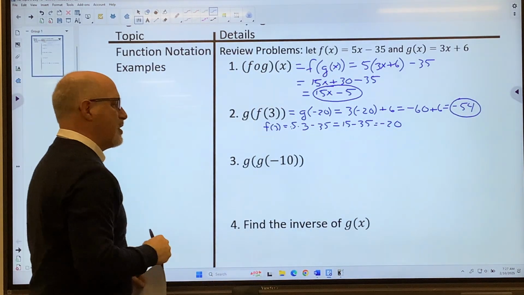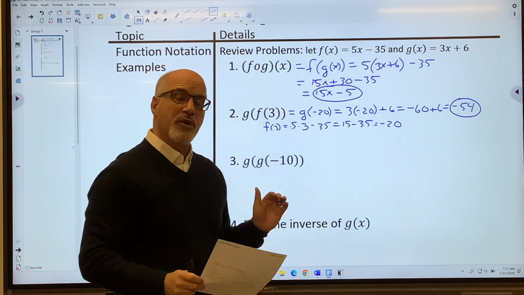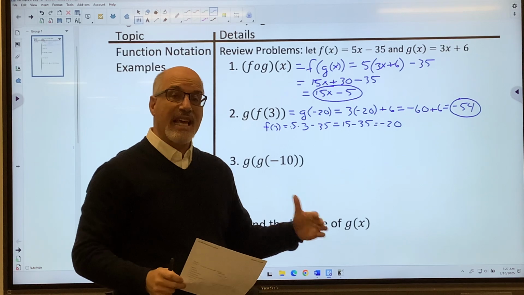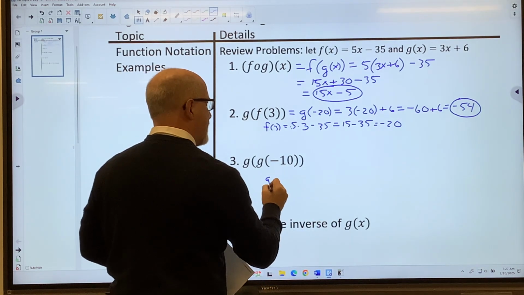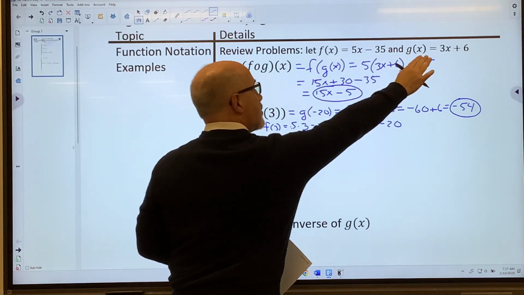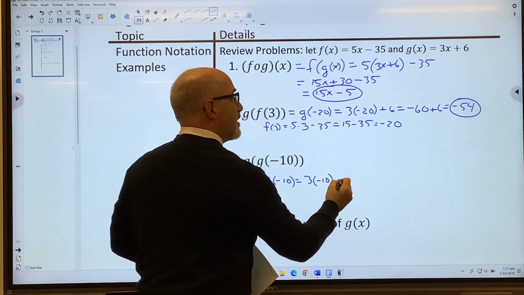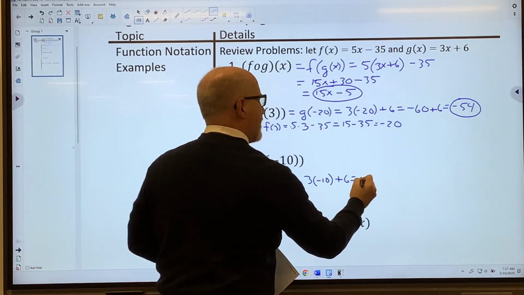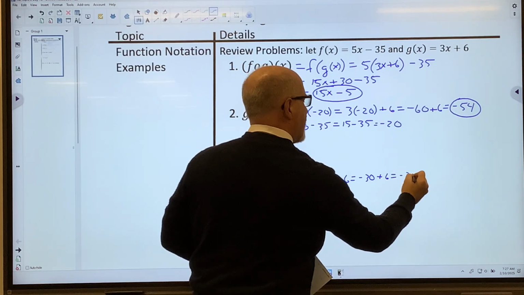All right, let's do g of negative 10. Notice that it's the same function. I'm going to put negative 10 into it, get the answer, and that answer becomes my input. So I'm going to do g of negative 10 first. Go to the g function, put negative 10 in for x. So you get negative 30 plus 6 equals negative 24.